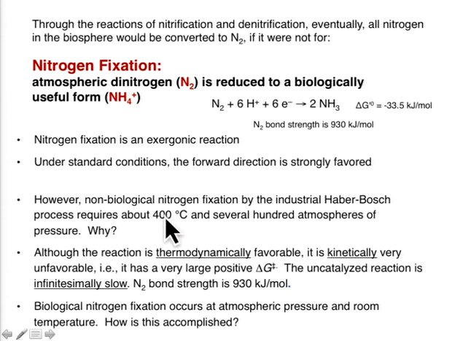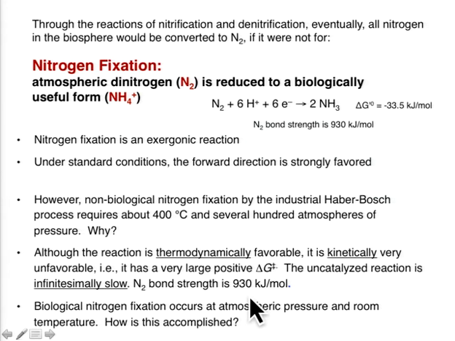We bake it at 400 degrees and put it under hundreds of pounds of pressure because we're trying to pry those two nitrogen atoms apart. That's a tremendous amount of energy that's necessary chemically to transform nitrogen gas to ammonia. But with enzymes, these enzymes have evolved such that they can do this reaction at atmospheric pressure at room temperature.